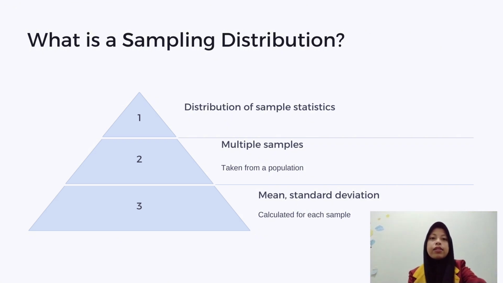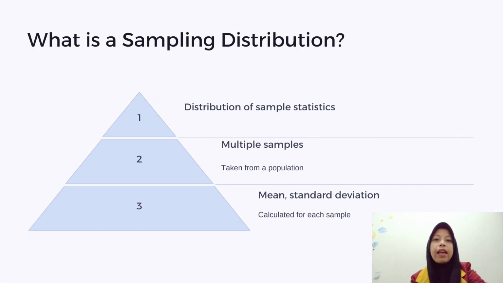Next are key concepts in sampling distribution. The first is the central limit theorem. This theorem states the sampling distribution of the sample mean approaches a normal distribution as the sample size increases, regardless of the population distribution. Example, even if individual heights in a population are not normally distributed, the average height of samples will form a normal distribution if the sample size is large enough.